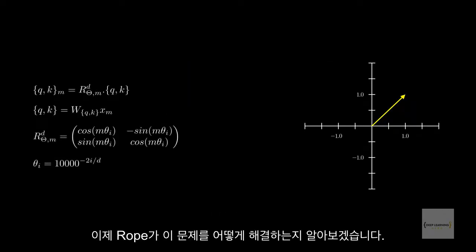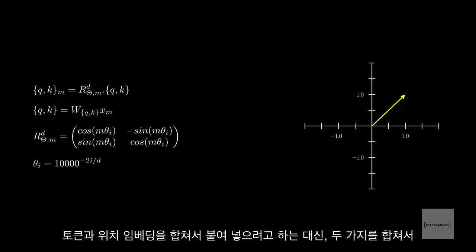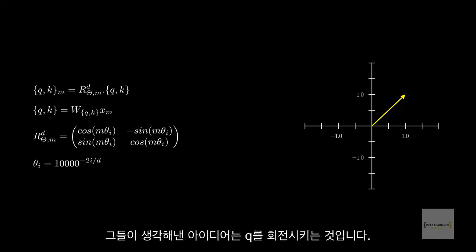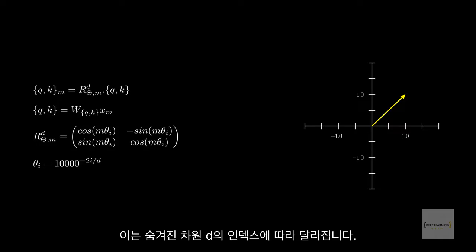Now let's learn how RoPE fixes this. RoPE is built on a simple concept. Instead of trying to mash the token and position embeddings into a paste by adding the two together and computing Q, let's find a transformation for Q and its position m that gives a new vector. The idea they came up with is rotating Q by a factor of m theta, where theta is a constant. It depends on the index of the hidden dimension d. Since we only have d equals 2, theta will be 1.